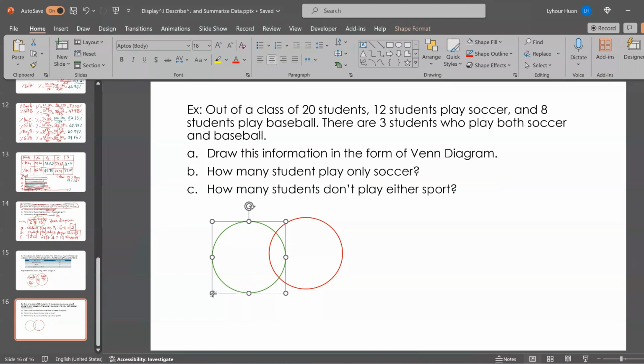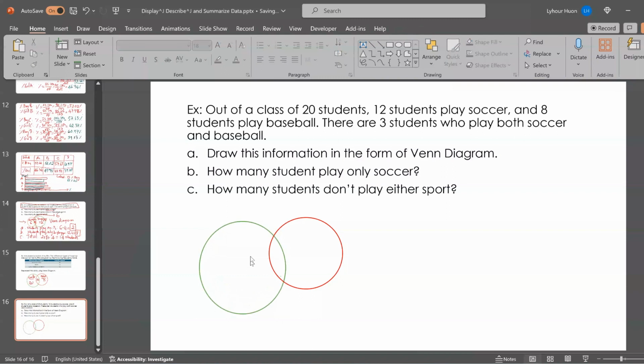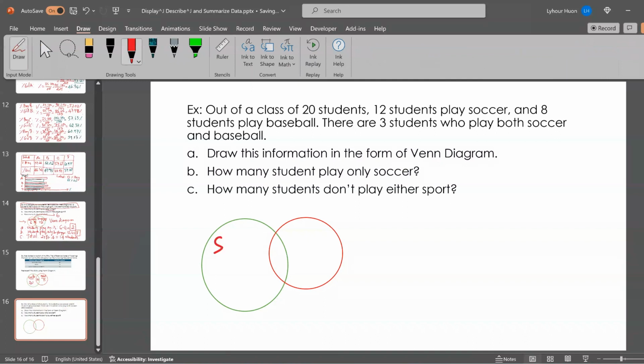So what does the green represent, and what does the red represent? The green represents soccer because it's bigger, and the red is baseball. So soccer is 12, while baseball is 8, and the common is 3, right? So that is part A, finished.